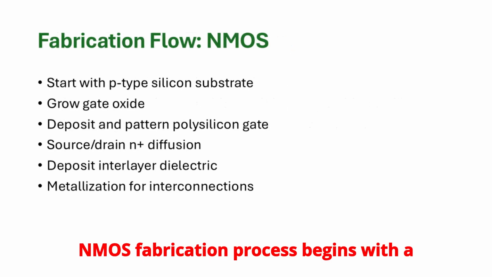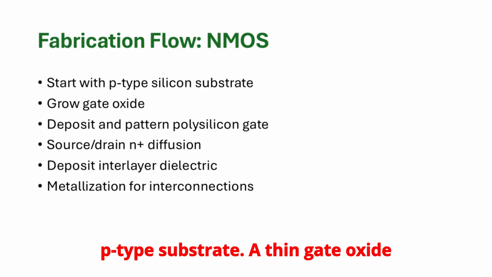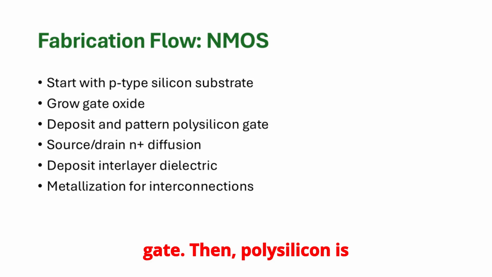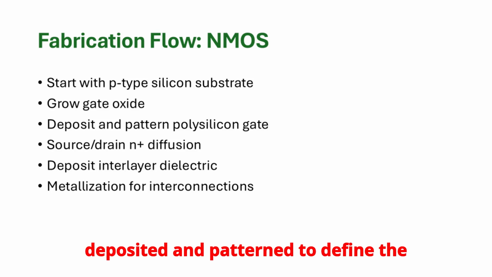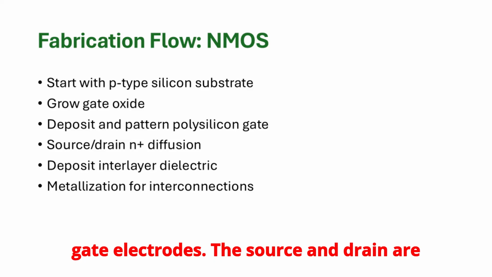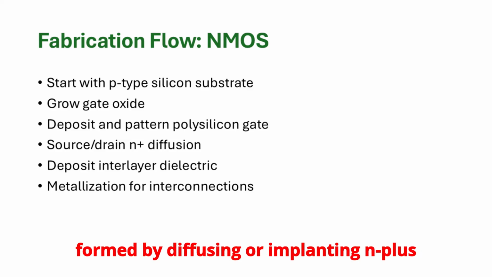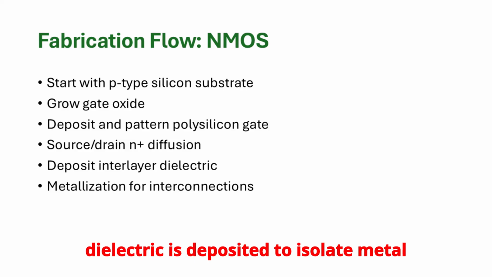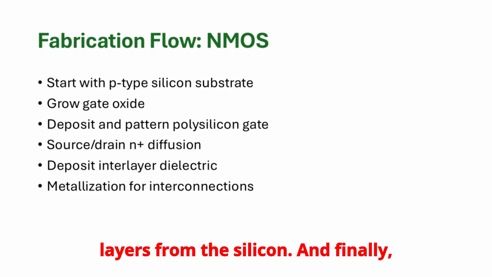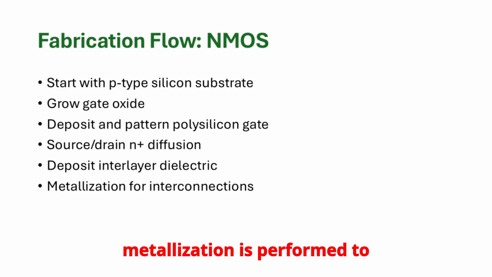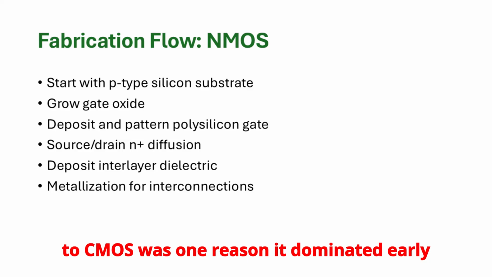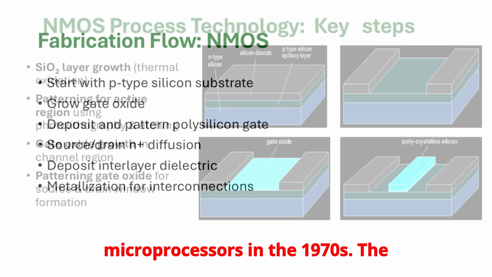The NMOS fabrication process begins with a P-type substrate. A thin gate oxide layer is grown thermally to insulate the gate. Then, polysilicon is deposited and patterned to define the gate electrodes. The source and drain are formed by diffusing or implanting N+ dopants. After that, an interlayer dielectric is deposited to isolate metal layers from the silicon. And finally, metallization is performed to interconnect the transistors. The simplicity of NMOS fabrication compared to CMOS was one reason it dominated early microprocessors in the 1970s.